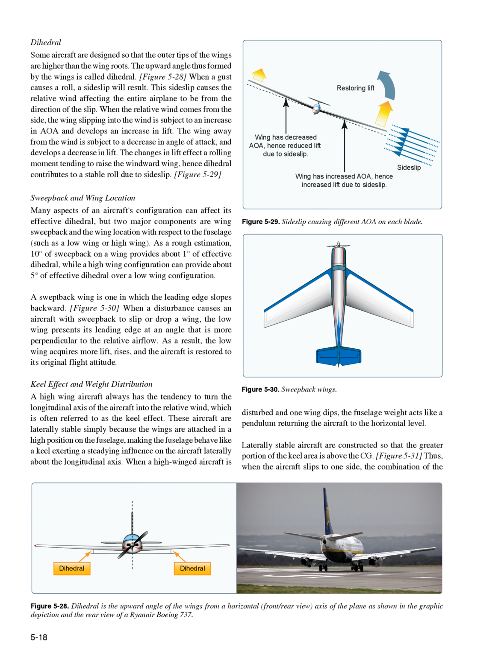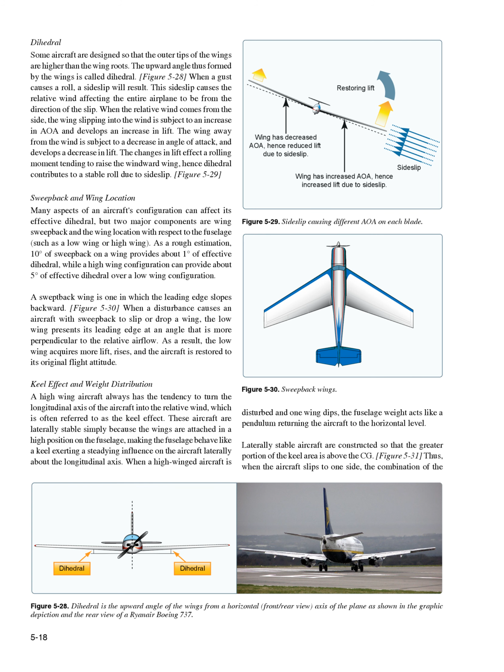Keel effect and weight distribution. A high wing aircraft always has the tendency to turn the longitudinal axis of the aircraft into the relative wind, which is often referred to as the keel effect. These aircraft are laterally stable simply because the wings are attached in a high position on the fuselage, making the fuselage behave like a keel, exerting a steadying influence on the aircraft laterally about the longitudinal axis.